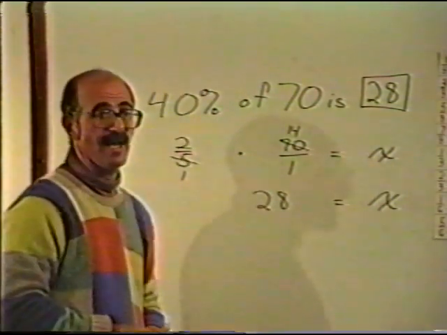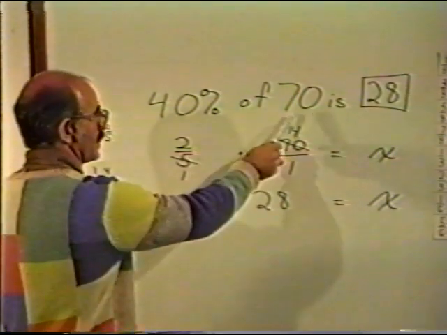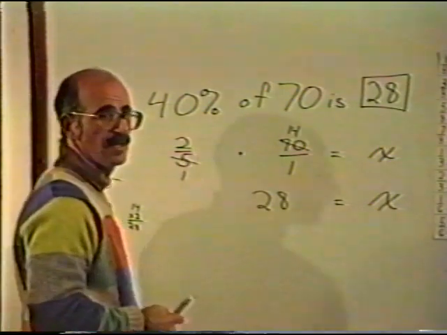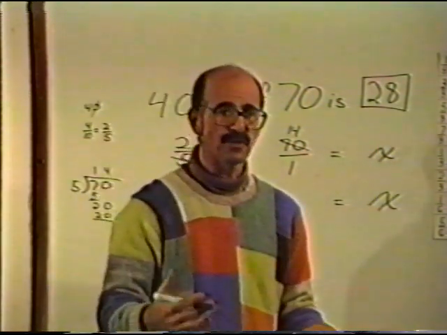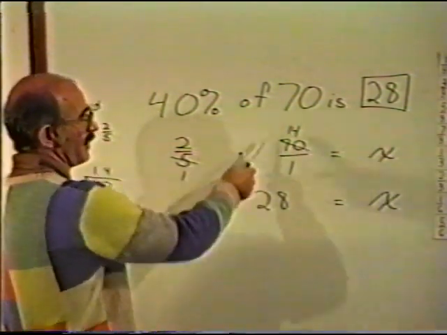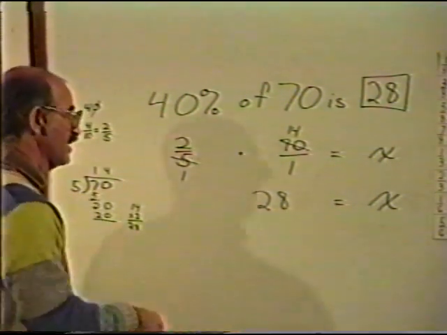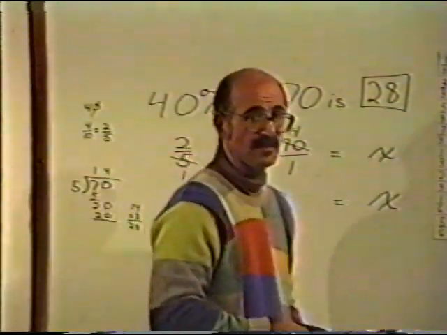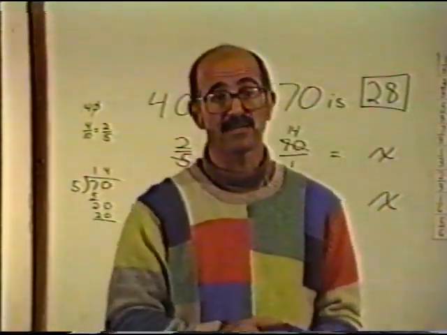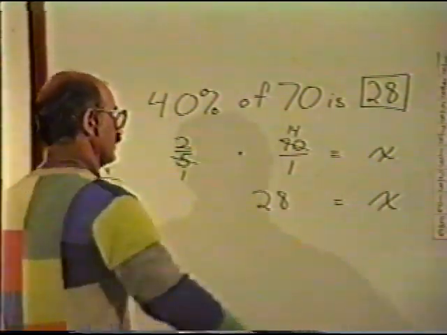Now let's see if that makes sense. The whole thing was 70, but we only want 40% of it, a piece of it, only 2/5 of it. Doesn't it make sense that a piece that was 2/5 of 70 would be about 28? Yes, I think it does. And it's always good to look at your answer and just step back and see if your answer makes sense, because if it doesn't, then there's something wrong.